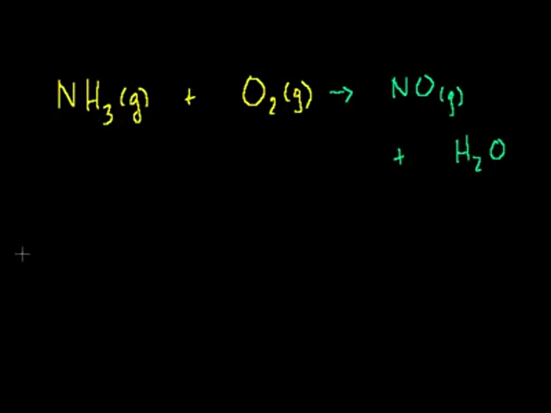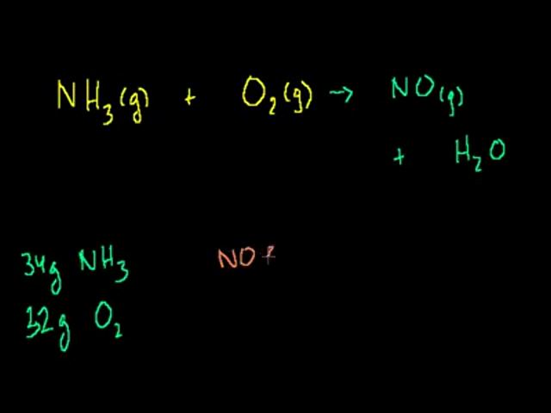This is the ammonia right there. So 34 grams of ammonia. And we're given 32 grams of oxygen. And this is going to be the oxygen molecule, O2. So the question is how many grams of nitrogen monoxide, or the nitric oxide, are going to be produced? So how much of the NO, just the NO, is going to be produced in grams?